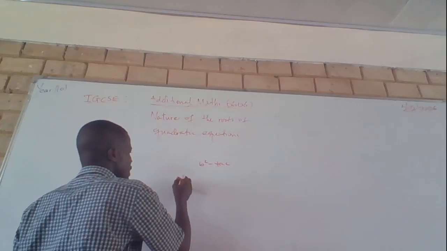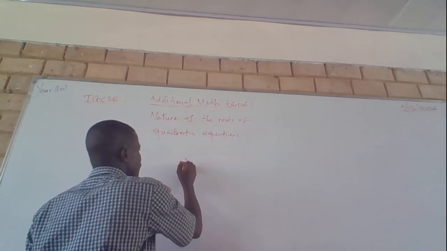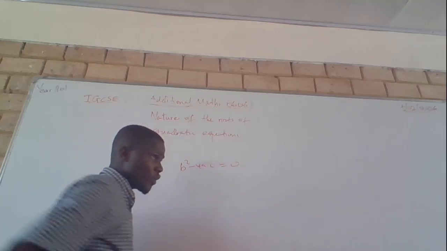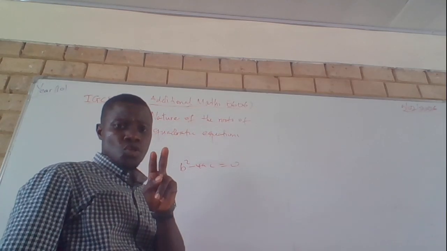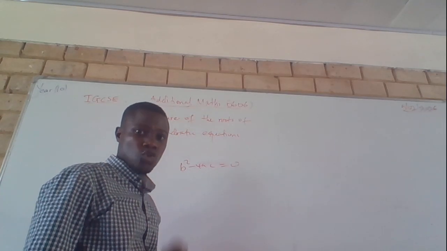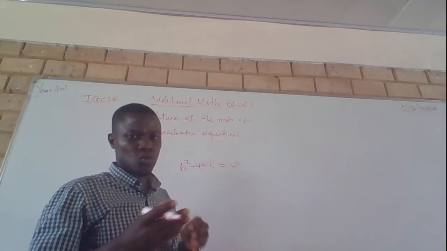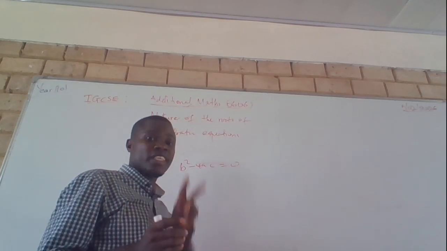What happens is that if we have b squared minus 4ac equal to 0, it means we have two roots that are the same, like 2 and 2, 3 and 3, 4 and 4, or minus 1 and minus 1. That means x can have two values that are the same.